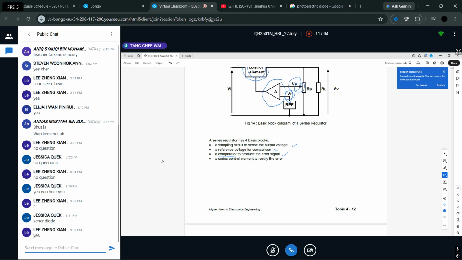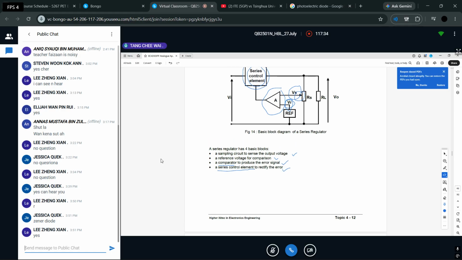The control element will do something. The control element will rectify the error. That's why I said too high, you make it lower; too low, you make it higher. Like adjusting, you know what I mean? So this A here is comparing the changes. Any changes, I tell the control element to correct it, so to speak, or adjust it higher, adjust it lower, or whatever. Can any question up to here?